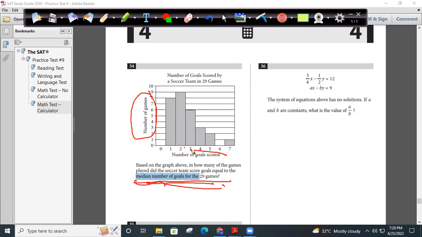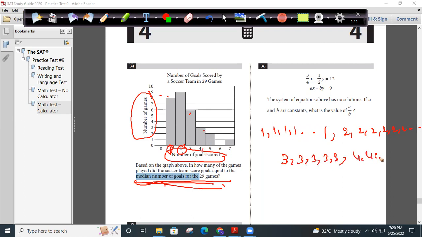So I need to find what is the median number of goals. There are 29 games. One goal is scored in how many games? 8 games. 2 goals are scored in how many games? 9 games. 3 goals are scored in how many games? 7 games. 4 goals are scored in 3 games. 5 goals are scored in 2 games. 7 goals are scored in 1 game. So this is my total number of goals scored.